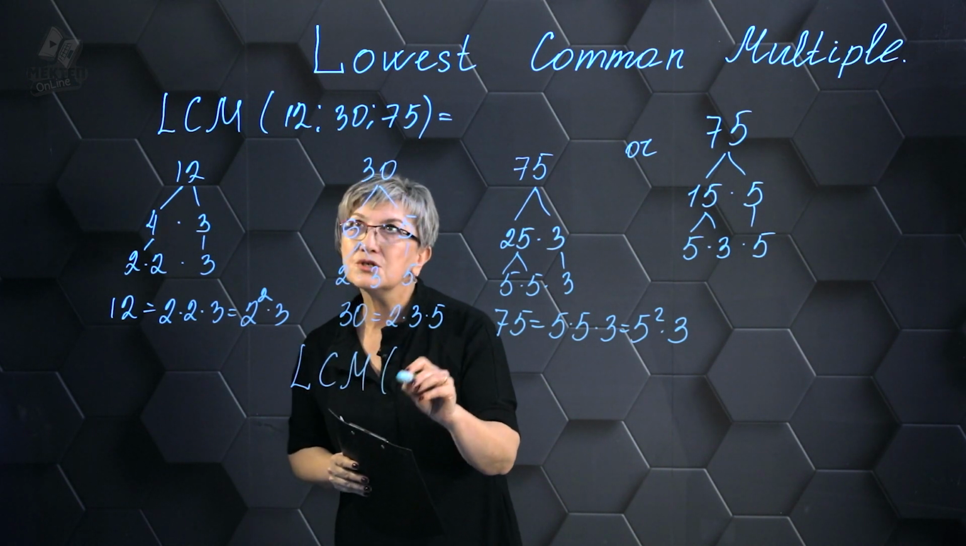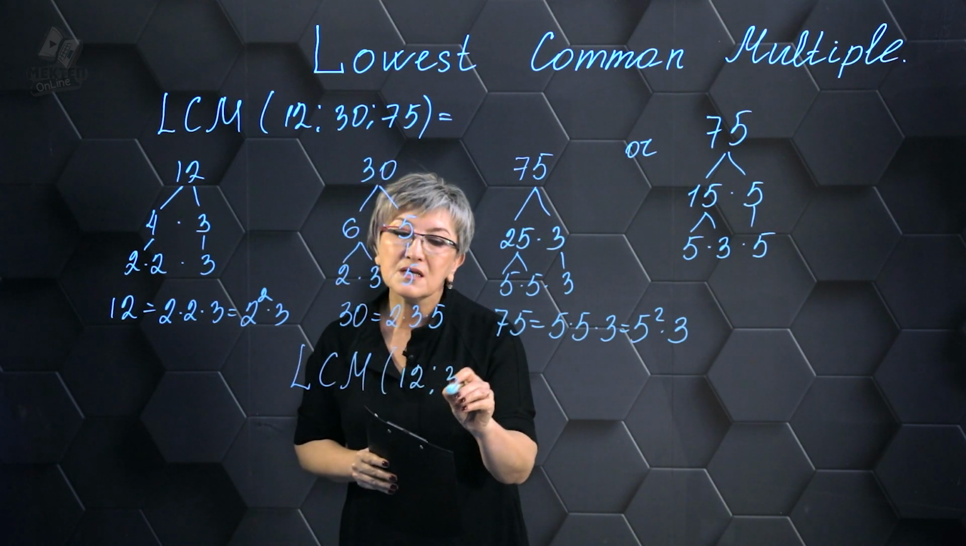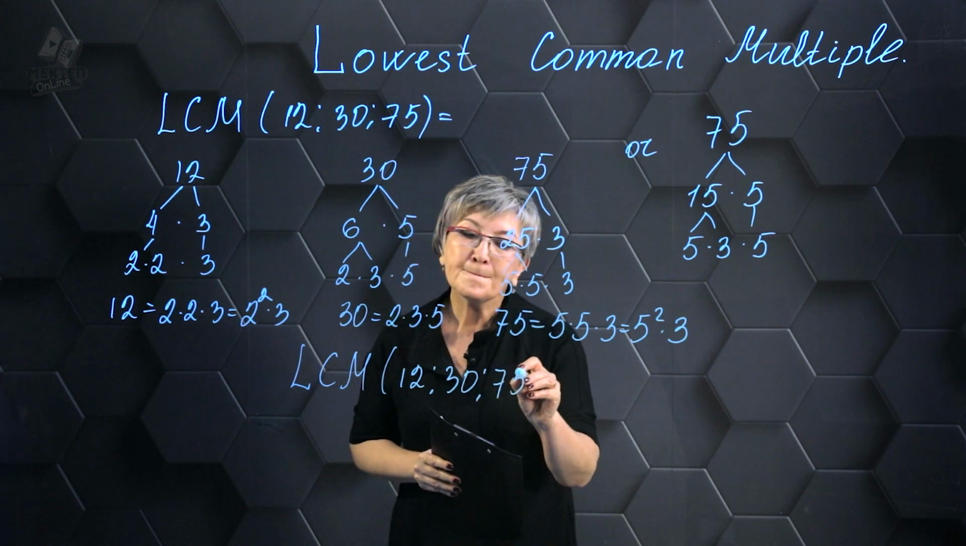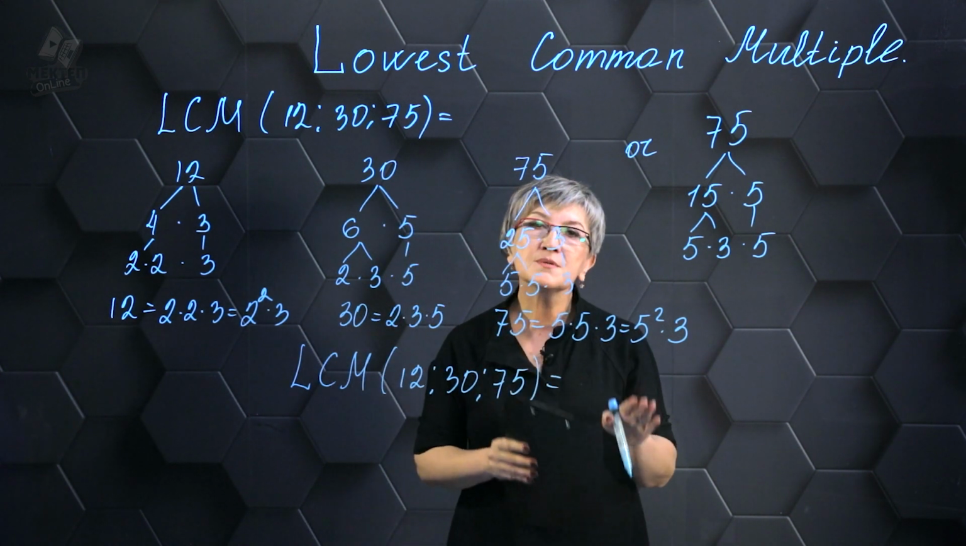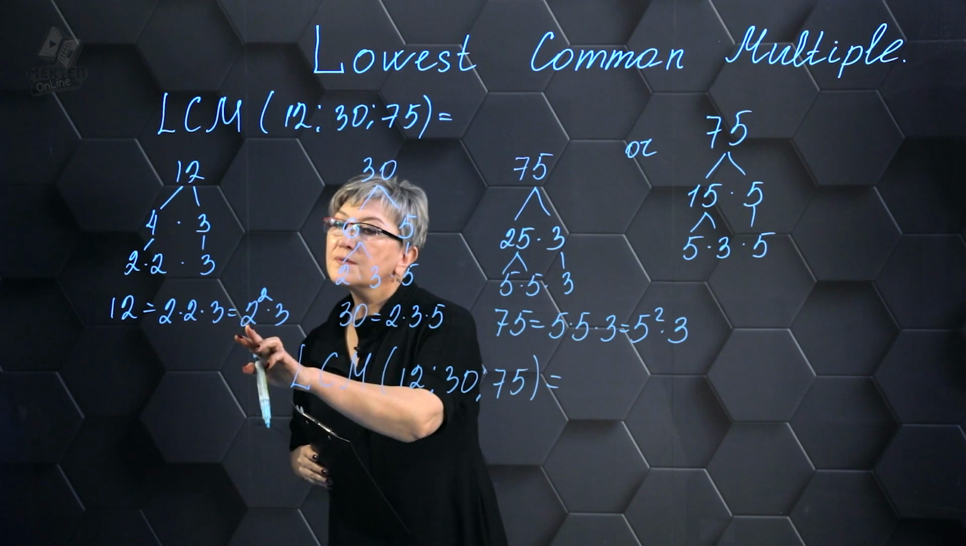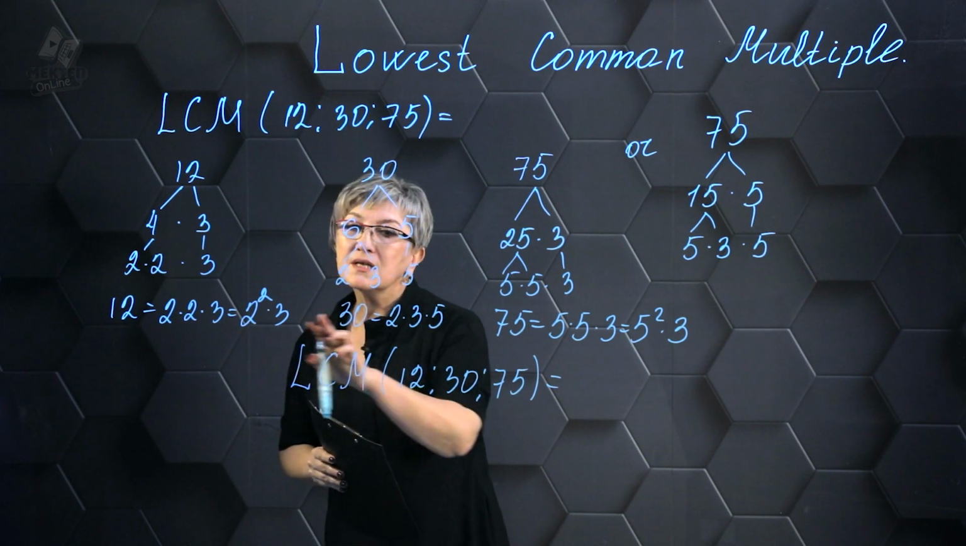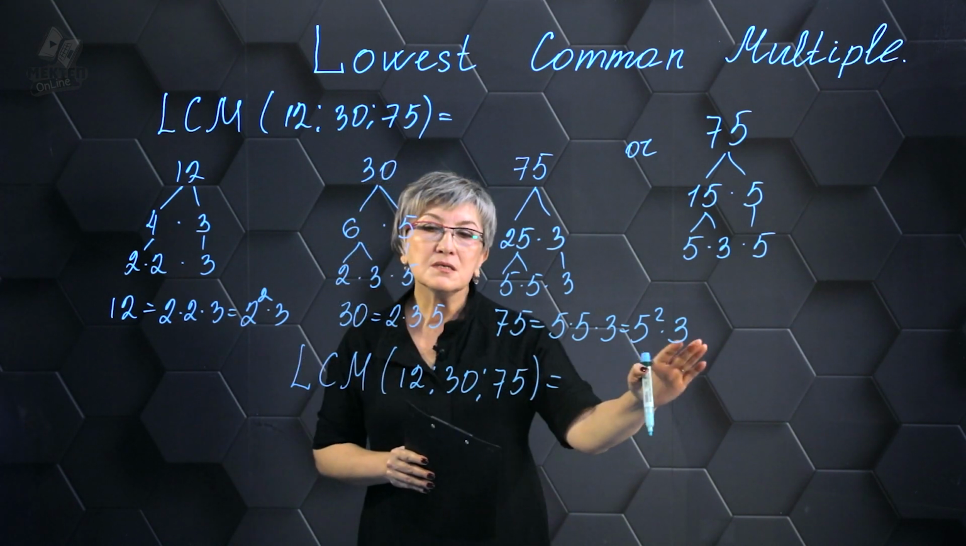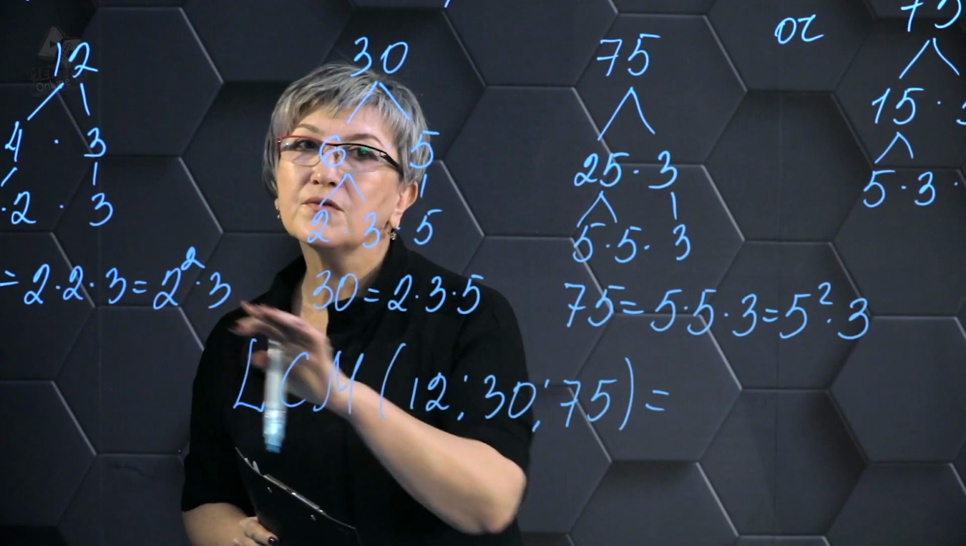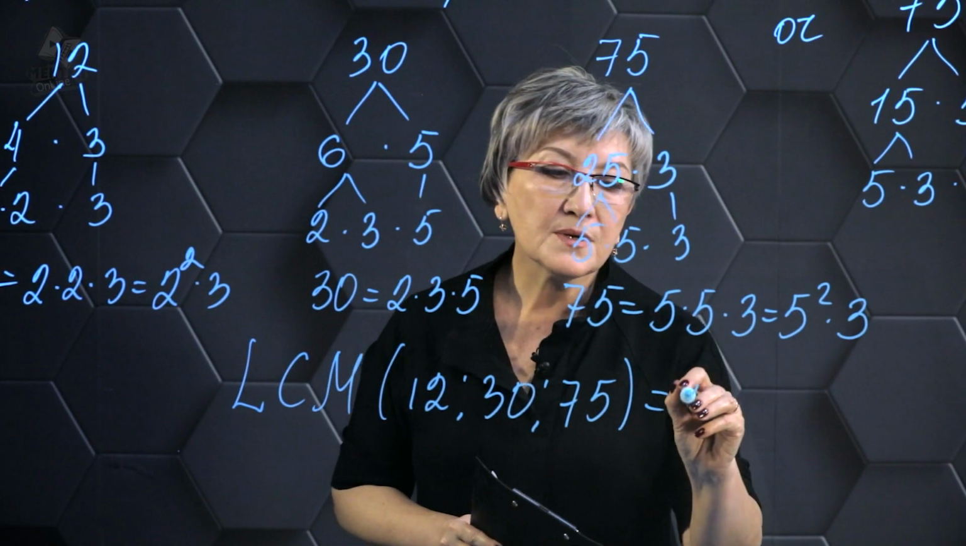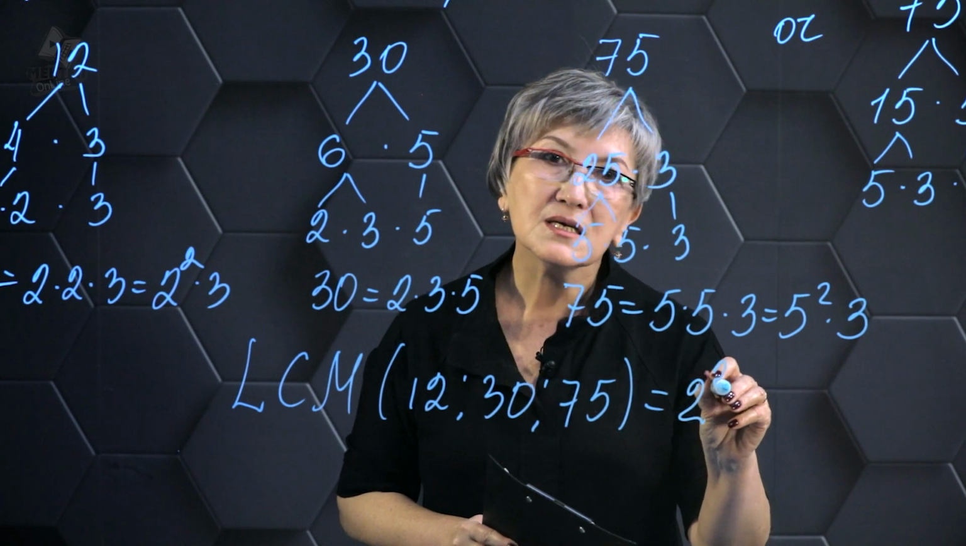And now we write down the least common multiple for the numbers 12, 30 and 75. We begin with the smallest prime number, which is 2. Take a look, 2 to the power of 2. Here is a 2, here is no 2. The highest power here is 2 squared, which is 4.